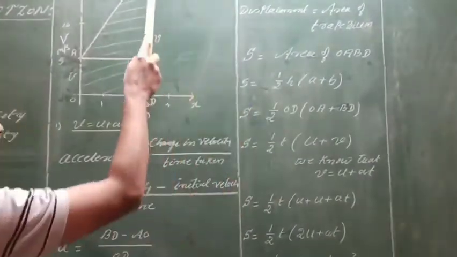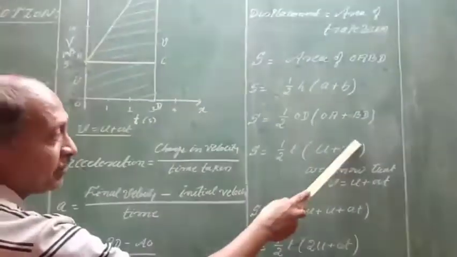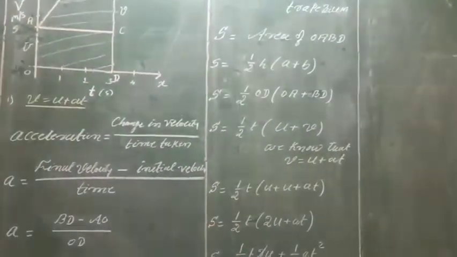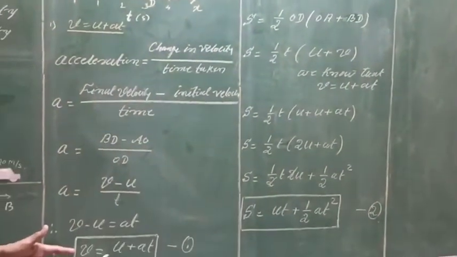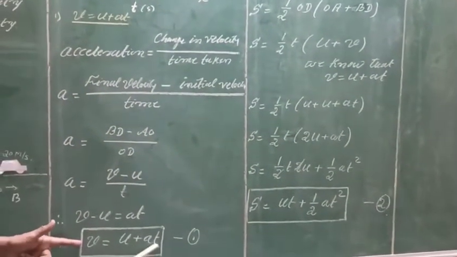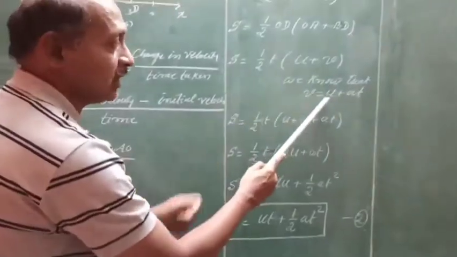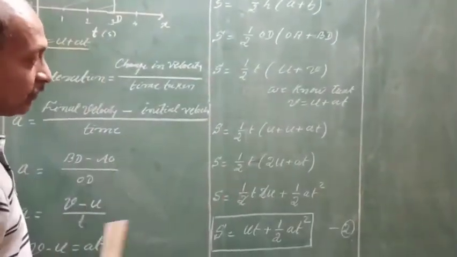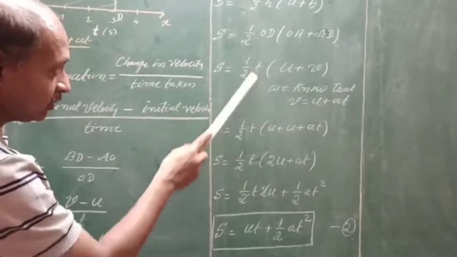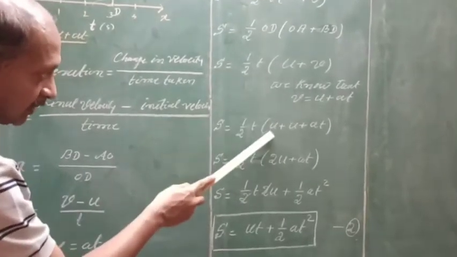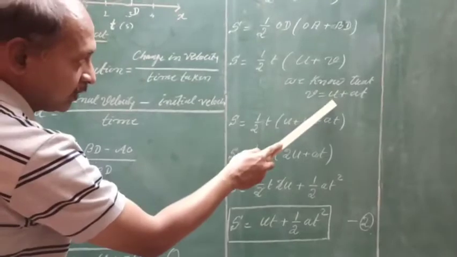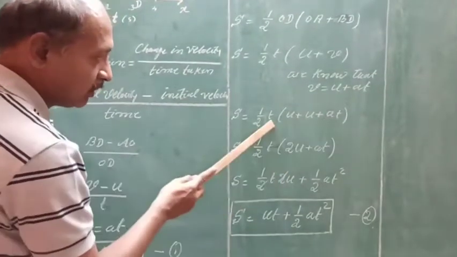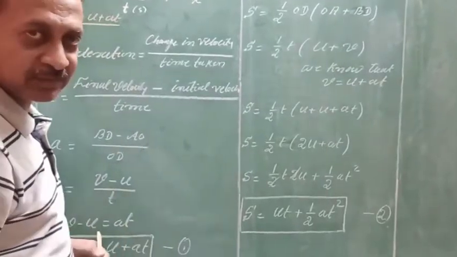The BD is the final velocity. So we already know from the first equation that V is equal to U plus at. So please substitute here. V is equal to U plus at. Now what will you get? S is equal to half into t, U as it is, and for V we substitute U plus at. Now the remaining part is simplification.